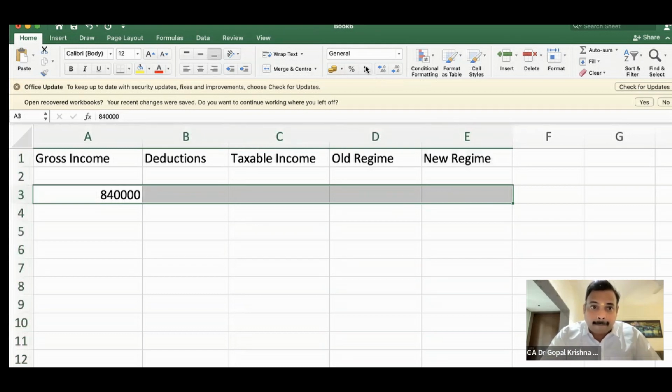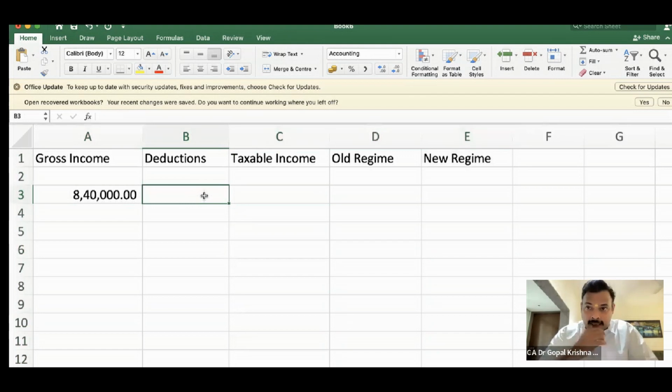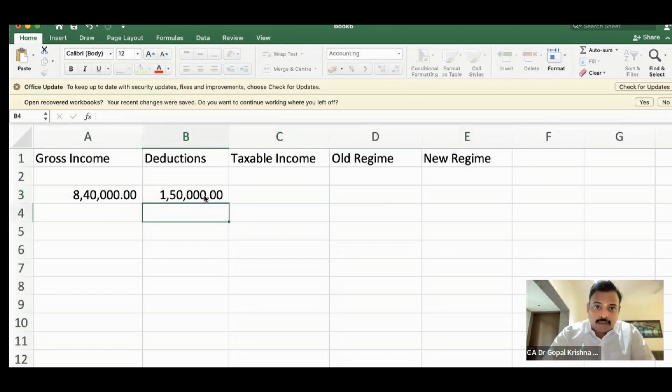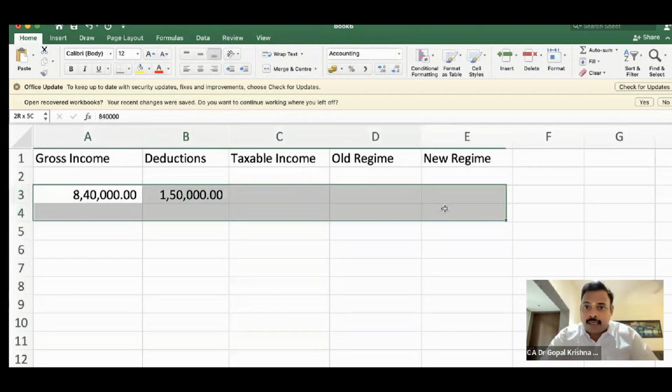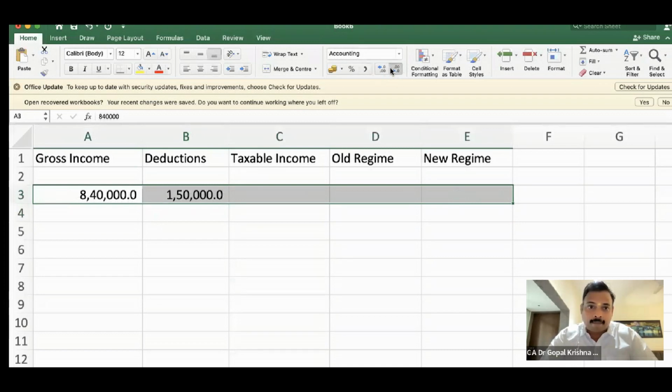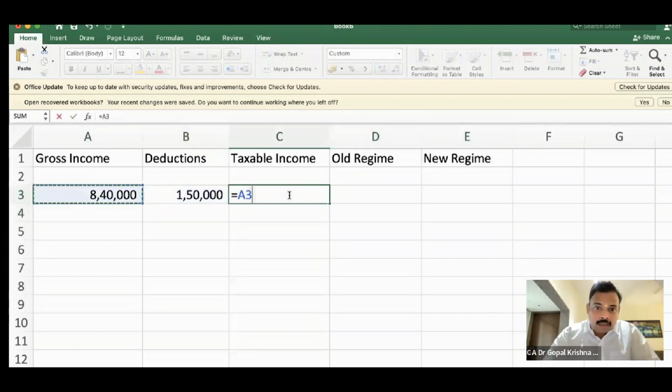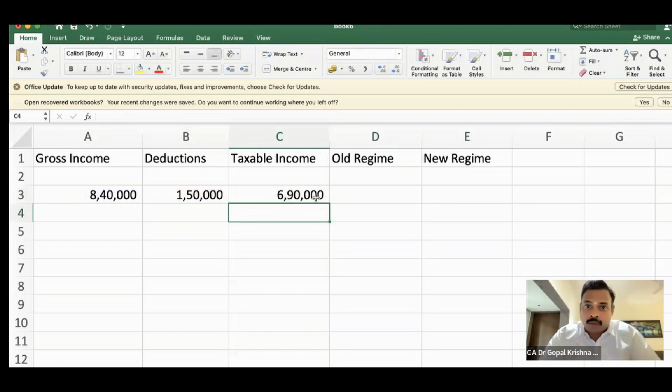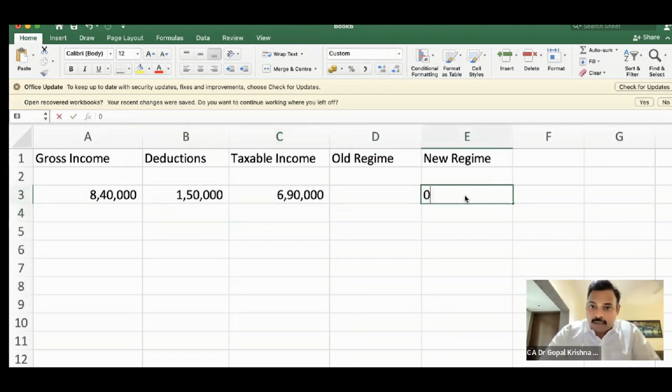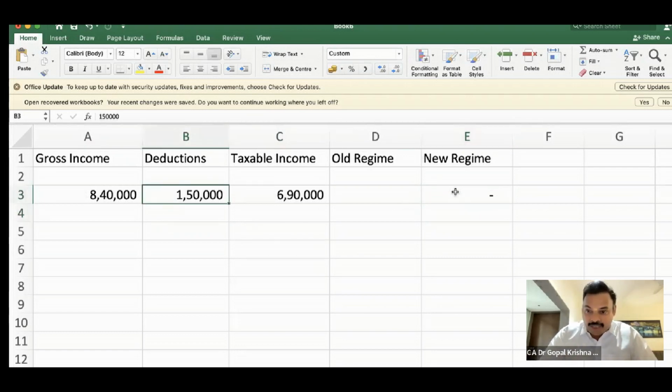So now I'll just take a simple deduction part. So let the deductions be 1.5 lakhs. So this is, let us say, 80C deductions. Okay. So now your taxable income is 8.4 minus 1.5, 6.9. Now, actually, under new regime, you don't have tax at all, because up to 7 lakhs, there is no tax. You will think like that, but it is not so. In new regime, deductions are not there.